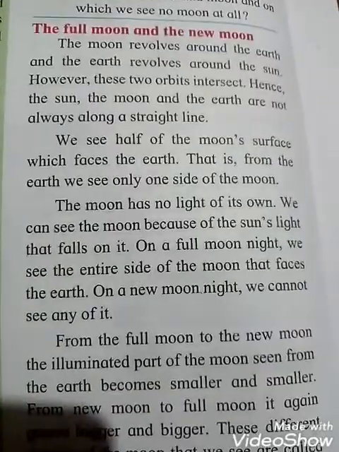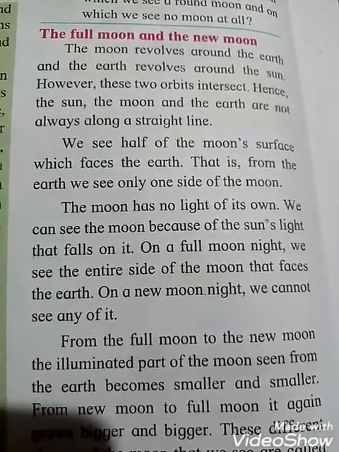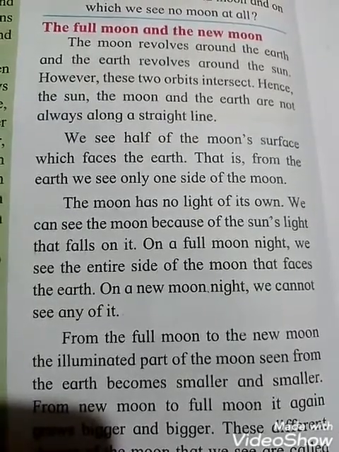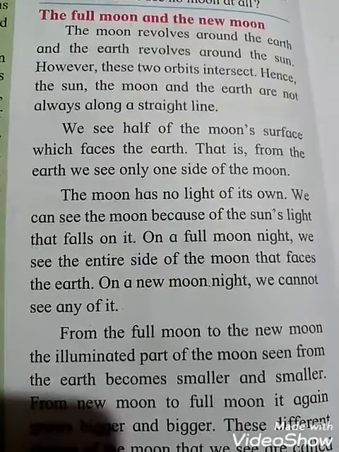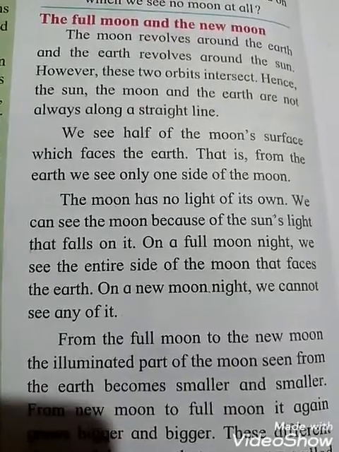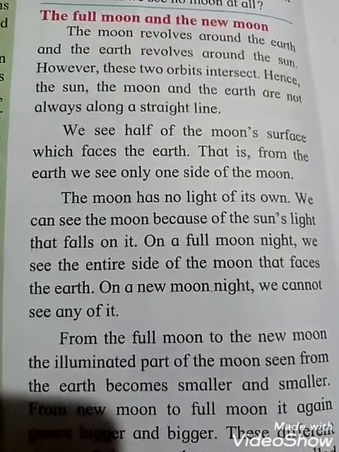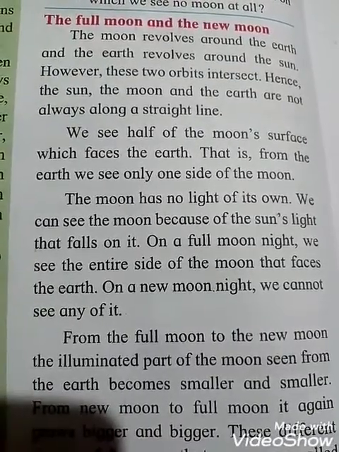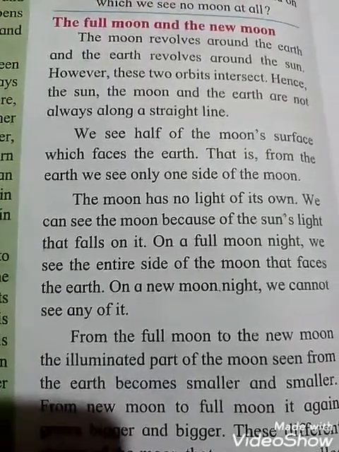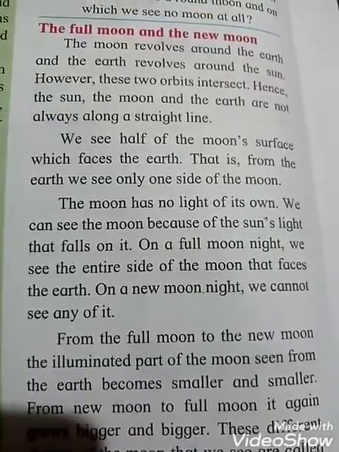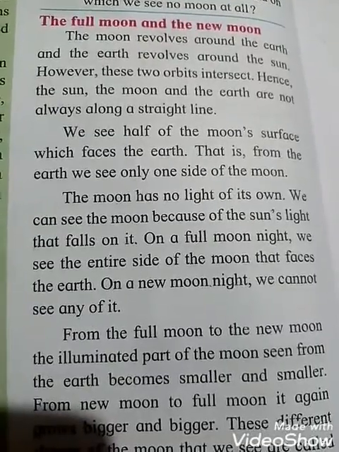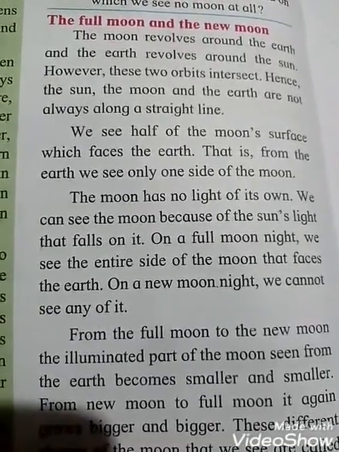The full moon and the new moon. The moon revolves around the earth and the earth revolves around the sun. However, these two orbits intersect, hence the sun, the moon and the earth are not always along a straight line. See, students, you know that the moon is a satellite, okay? Earth is a planet and the sun is a star. So you all know that the moon revolves around the earth, and the earth makes a revolution around the sun. And see, students, these two orbits intersect, and hence the sun, the moon and the earth are not always along a straight line.